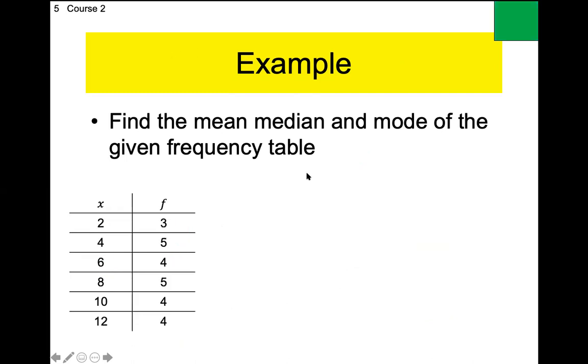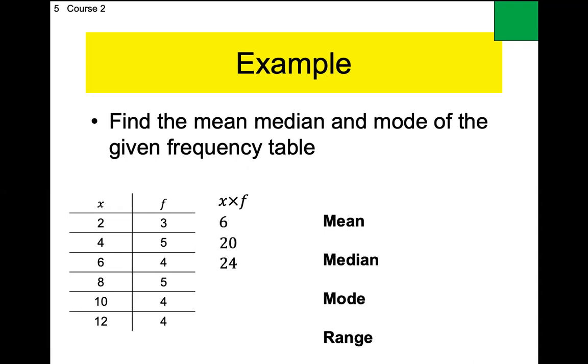All right. I said we would do 2 examples. Here's our second one. Second example. They give you the table. They ask you to find the mean, median, mode, and range. Step number 1, to find the mean, multiply the second times the third column. 2 times 3 is 6. 4 times 5 is 20. 6 times 4 is 24. 8 times 5 is 40. 10 times 4 is 40. 12 times 4 is 48.